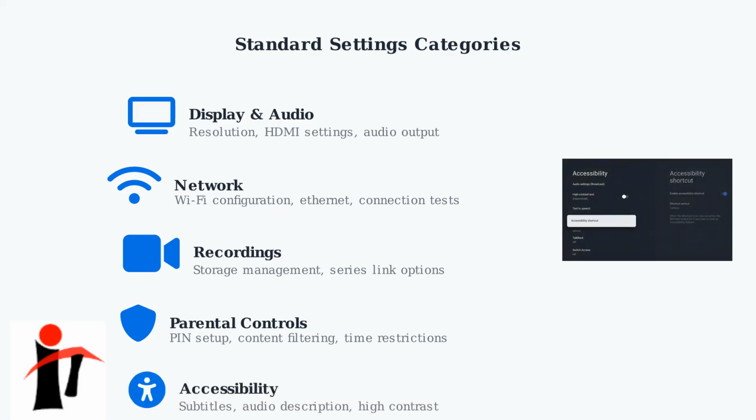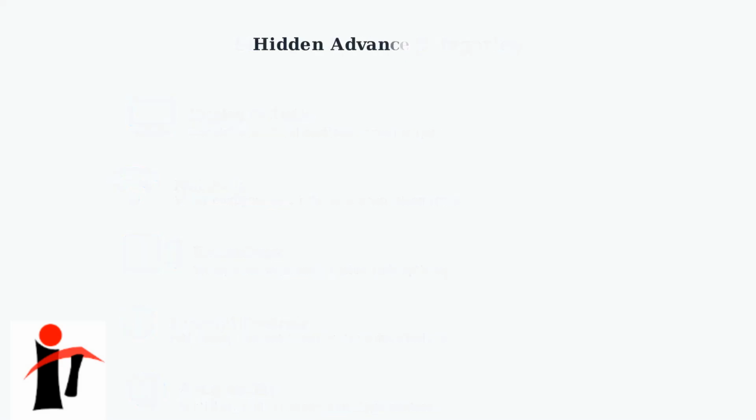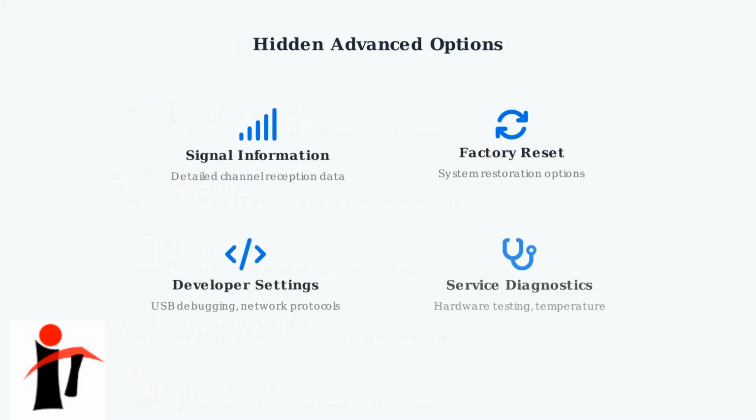Accessibility options ensure the YouView box works for users with different needs, including subtitle and audio description settings. Now let's explore the hidden advanced options that are available for troubleshooting and system optimization. Advanced network settings provide detailed configuration options for optimizing your connection and security protocols.